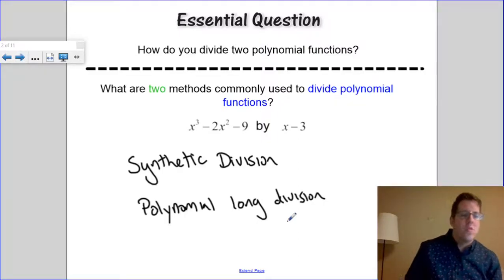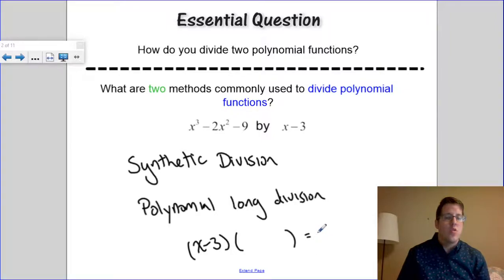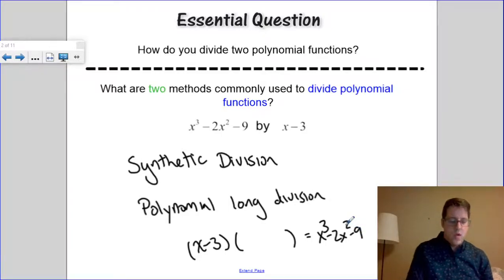Now, it's important we don't lose sight of what division means. So remember, if I am looking at dividing x cubed minus 2x squared minus 9 by x minus 3, I'm saying, what could I multiply x minus 3 by in order to make the x cubed minus 2x squared minus 9? Sometimes that's something we can just do intuitively. So let's take a look at that.